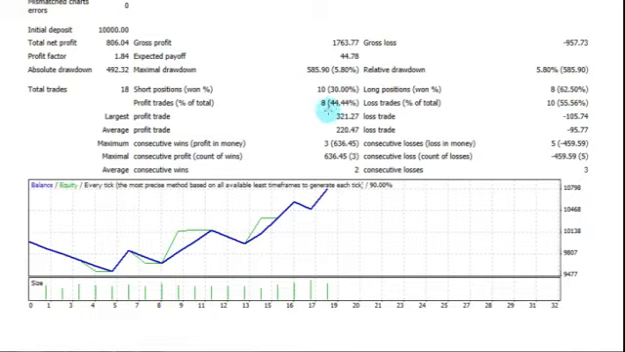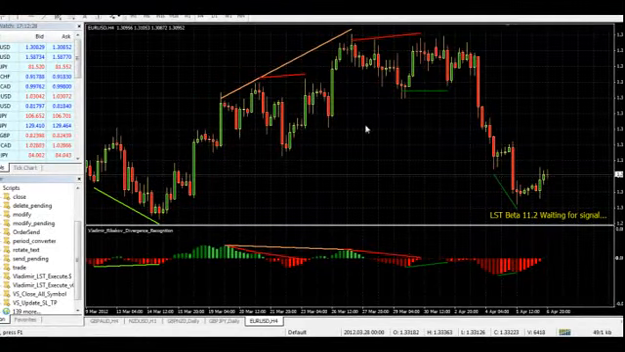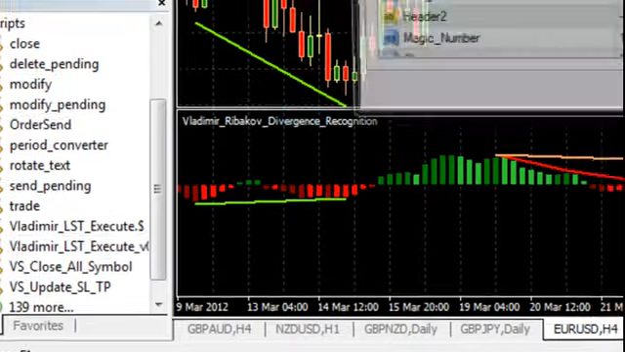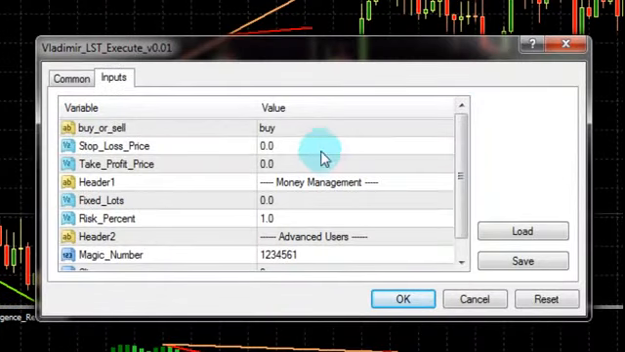And for that, we created a very, very unique script. Pay attention to that. This is the LST. It will identify divergences for you. It will give you a signal once there is a candle pattern confirmation, and it will give you the take profit you have to use. Once you have all on your chart, all you have to do is go to the script and set your stop loss.